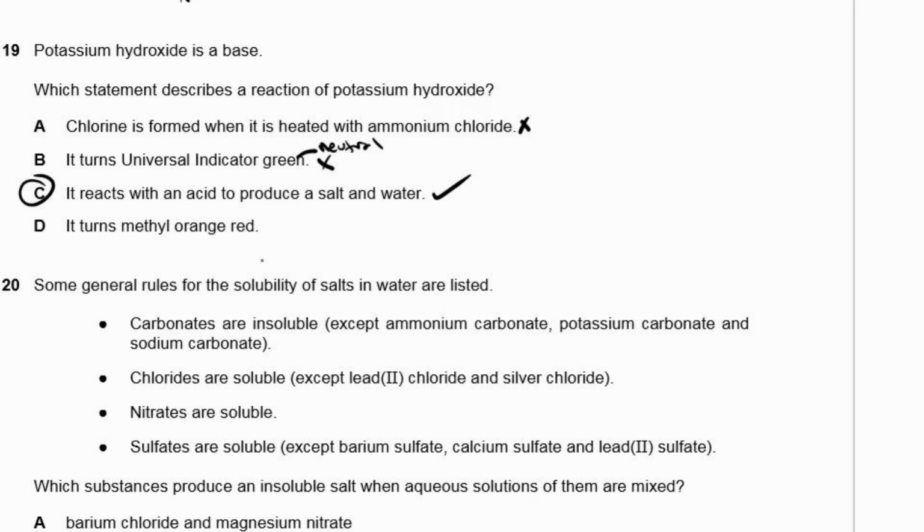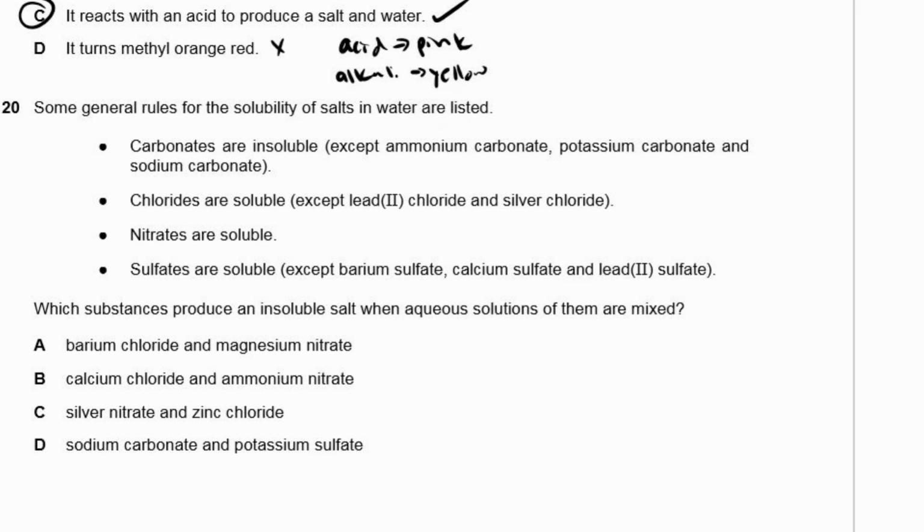And it turns methyl orange red. Well, methyl orange, when it's in an acid, it turns pink. And when it's in an alkali, it is yellow. So, no, it's not going to turn it red for any reason. The answer is C.